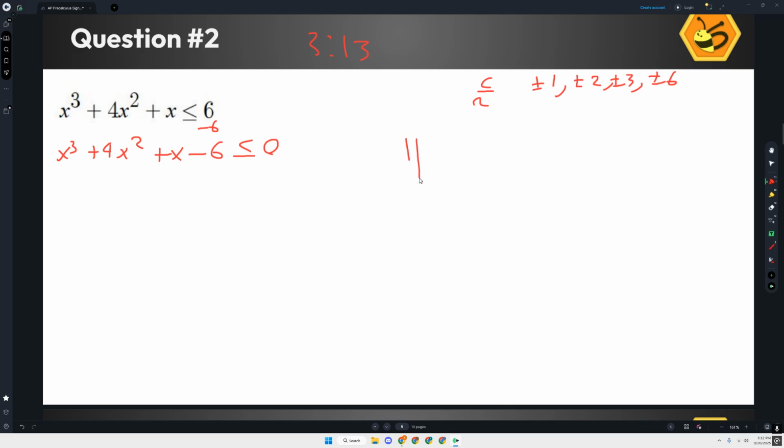So we're going to say 1. And then we put our coefficients. So 1, 4, 1, negative 6. Bring the first one down. Multiply. 5, 5. You add 6, 6, 0. So that means 1 works. So one of our factors is x minus 1. Now you do need to understand that's polynomial long division.